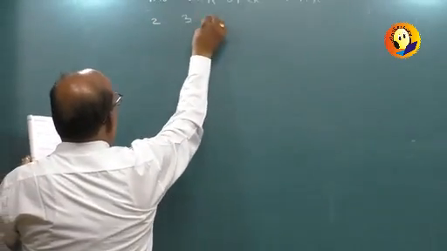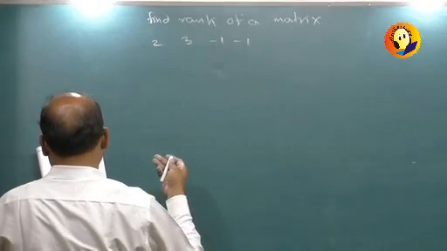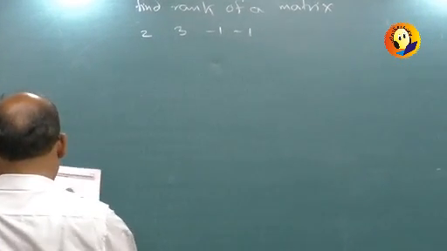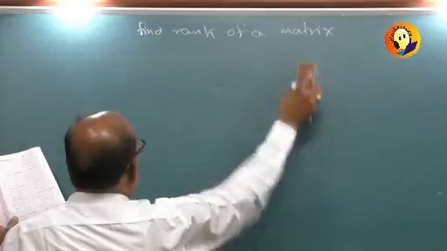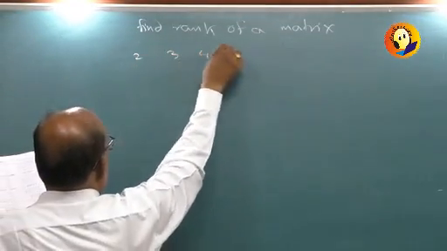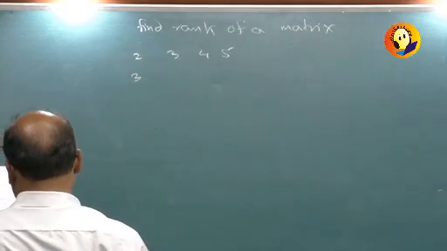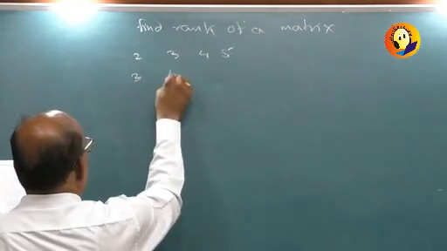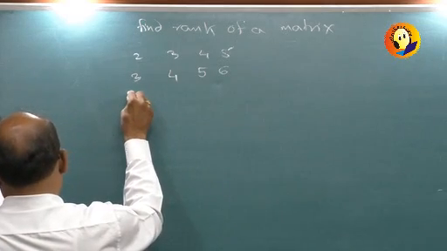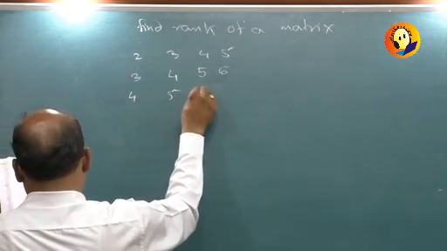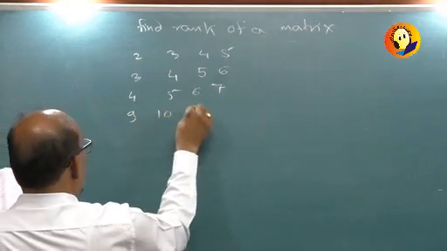Say it is 2 3 minus 1 minus 1. Oh, it was the one which we did earlier. We should do something different. Okay, it is 2 3 4 5. Array, this is simple. Okay, let me do the simpler one then. Then it is 4 5 6 7 and 9 10 11 12.